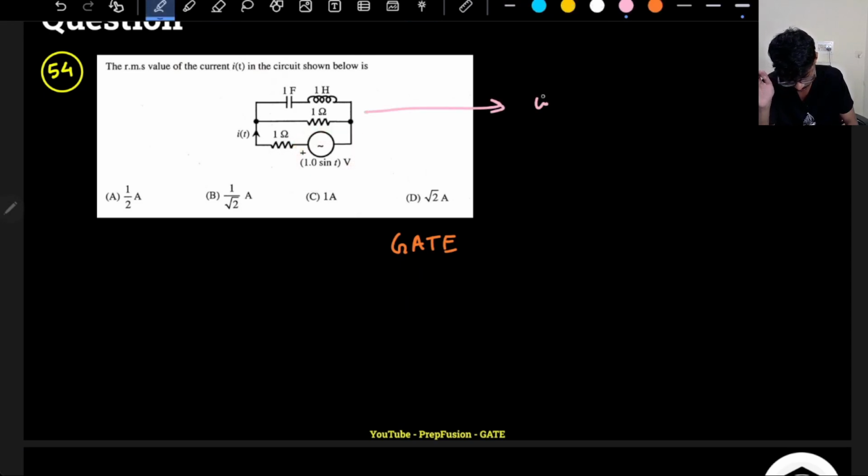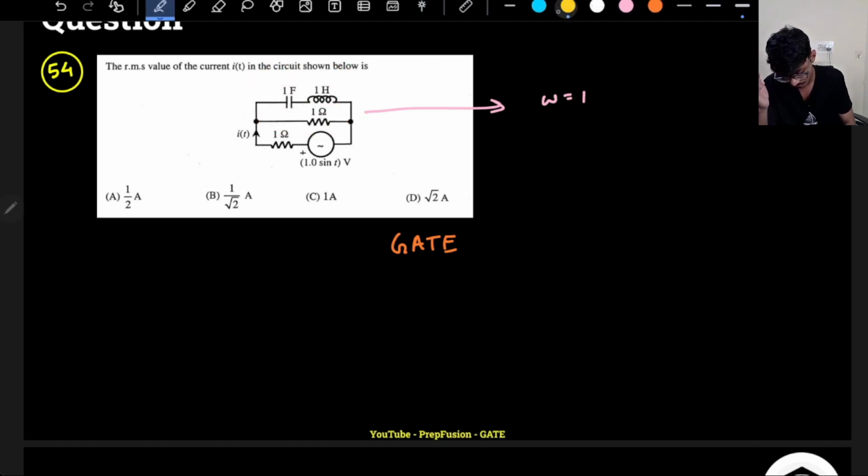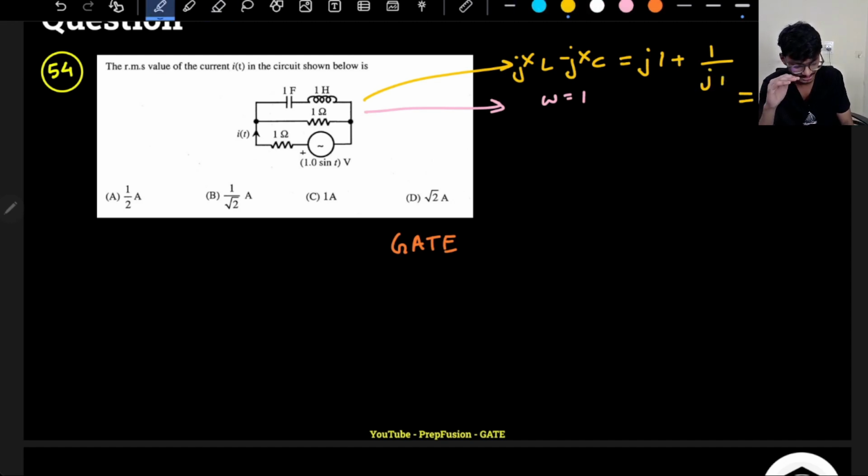Input frequency is sine omega naught t, that is 1 radian per second. So if I observe at 1 radian per second, what is the overall reactance here? This will be XL minus XC, plus jXL minus jXC. So plus jXL is omega into L, that is 1, minus jXC is 1 by j omega, that is 1 only. So ultimately it is cancelling each other out. So this whole top branch is just a short circuit.